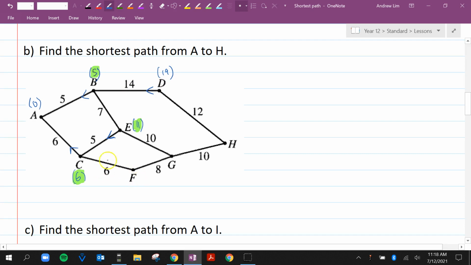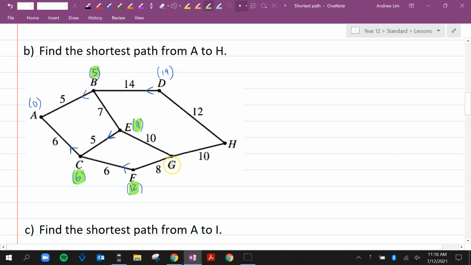What about F? 6 plus 6 is 12. That's going to be the smallest. We get it from here, right? Because I'm not going to go from 11 plus 10 plus 8. That's going to be more than 12. Now I'm looking at these ones.